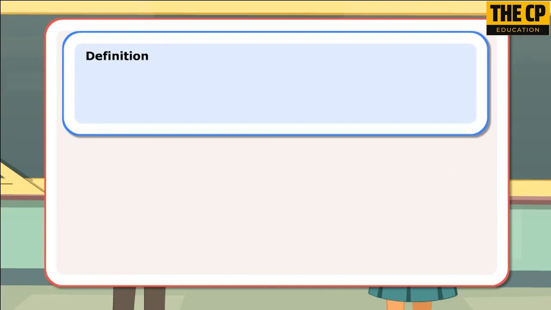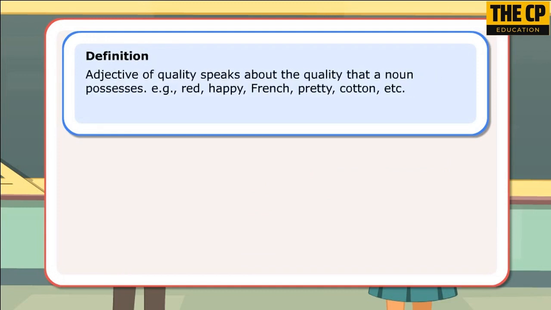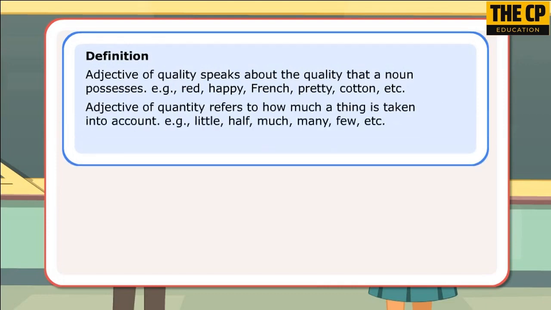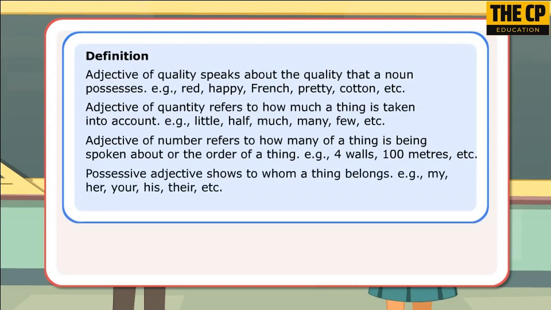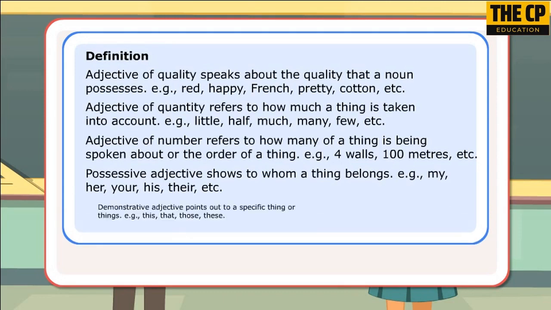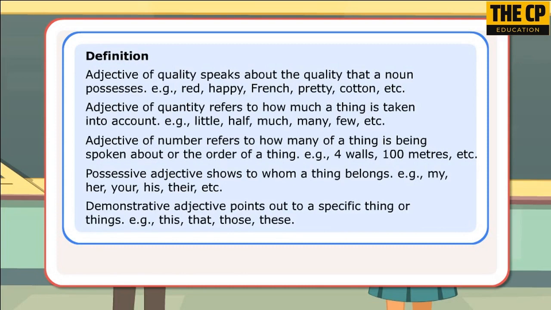Definition: adjective of quality speaks about the quality that a noun possesses. Adjective of quantity refers to how much of a thing is taken into account. Adjective of number refers to how many of a thing is being spoken about or the order of a thing. Possessive adjective shows to whom a thing belongs. Demonstrative adjective points out a specific thing or things.